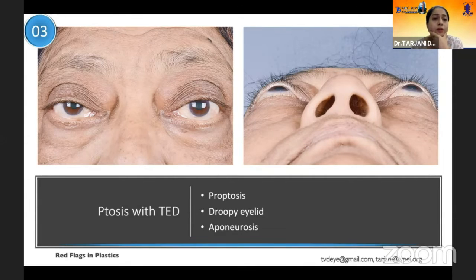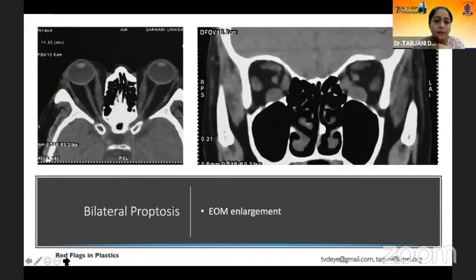There are several situations in thyroid eye disease where you will see associated ptosis. This lady just had an aponeurotic ptosis and essentially was not really bothered. So we did not offer any sort of surgical correction. But just to tell you that you can see ptosis in thyroid eye disease.